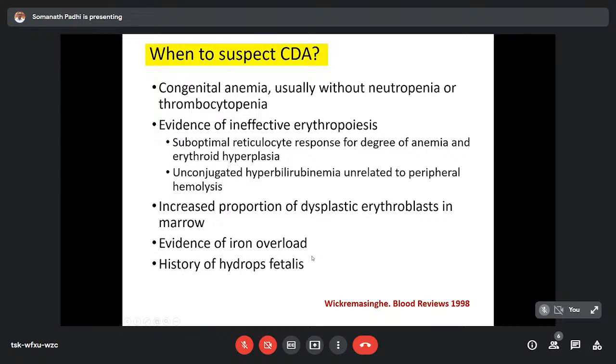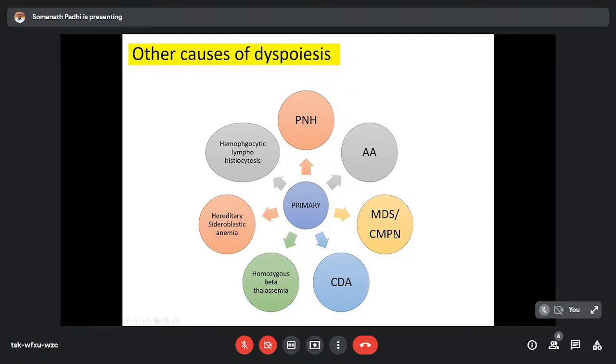So if all these features are present, then we can suspect that this patient could be a case of congenital dyserythropoietic anemia. While we say that it is a case of dyserythropoiesis, we should always remember that there are numerous causes of dyserythropoiesis, and the morphological features of dyserythropoiesis are not restricted to CDA. So many causes are there. We need to see whether it could be myelodysplastic syndrome or chronic myeloproliferative neoplasm, whereas it could be a congenital dyserythropoietic anemia.